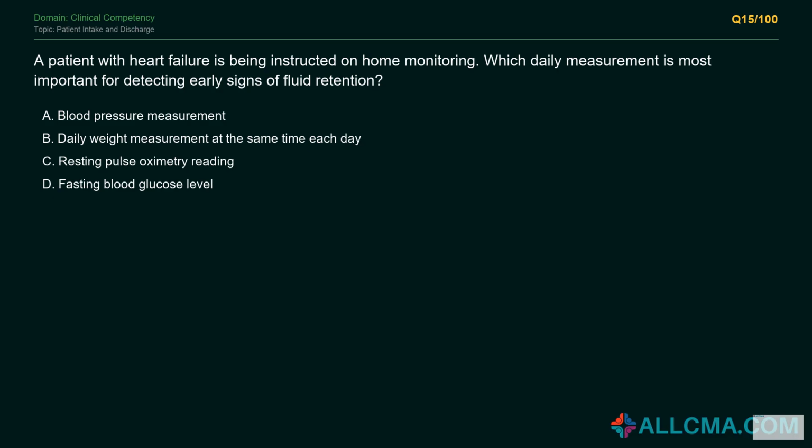Option A. Blood pressure measurement. Option B. Daily weight measurement at the same time each day. Option C. Resting pulse oximetry reading. Option D. Fasting blood glucose level.